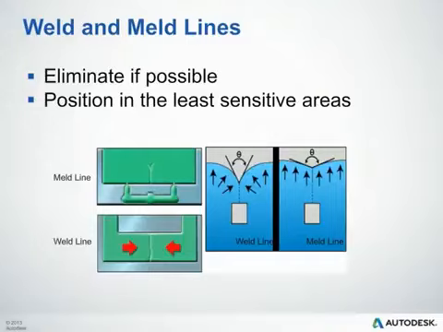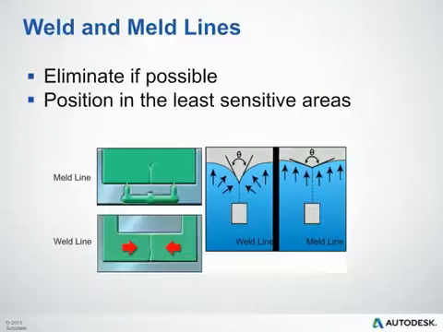Every time a gate is added to your part, an additional weld or meld line is formed, and so eliminating extra gates when possible is advisable. When the number of weld and meld lines cannot be reduced, they should be placed in the least sensitive or least critical areas with regards to their strength and appearance.